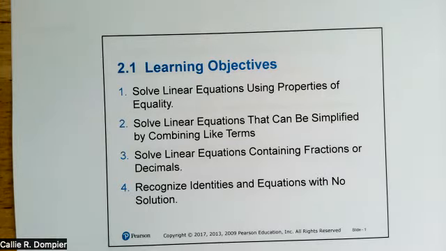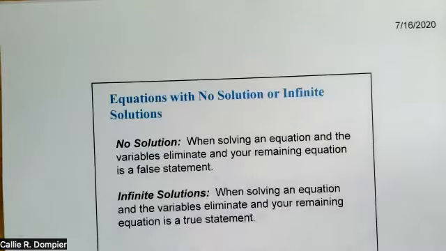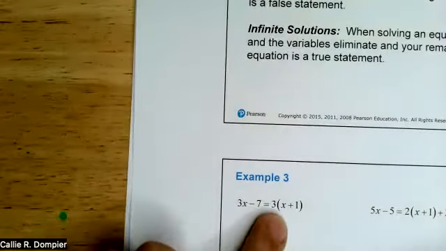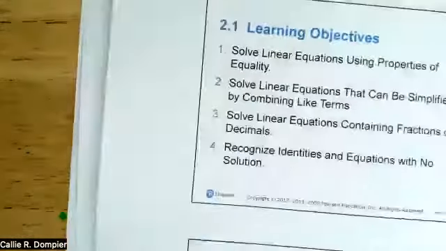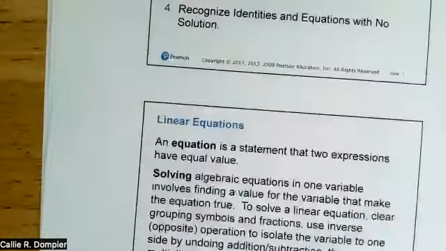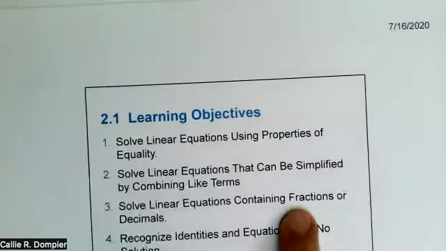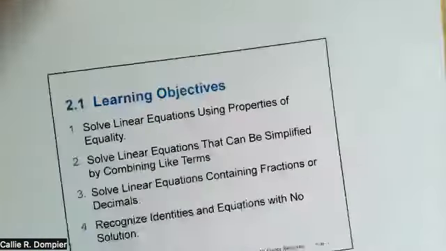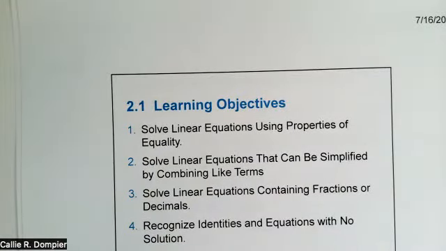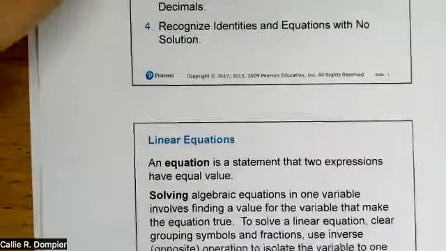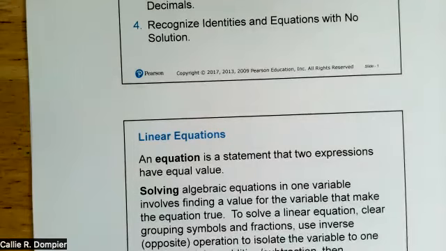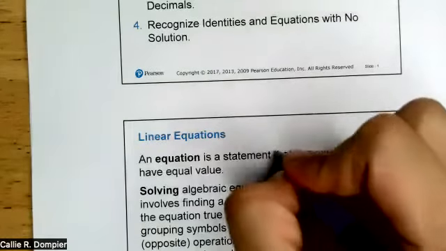So 2.1, we are going to solve linear equations by combining like terms, and they will only be in one variable. So it won't be 3x minus y equals 3 times x plus 1, okay? We will use examples with fractions and decimals, and some equations will have no solution, some will have infinite solutions, okay? Linear equations. An equation is a statement in which 2 expressions have equal value.